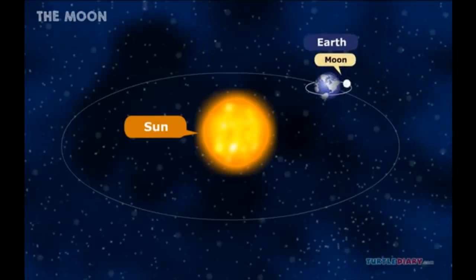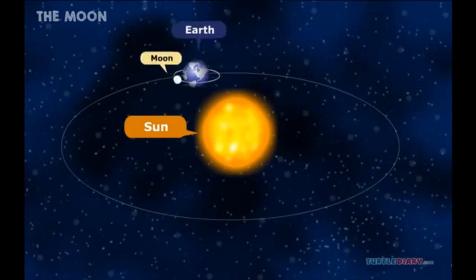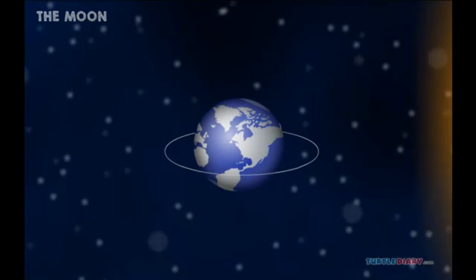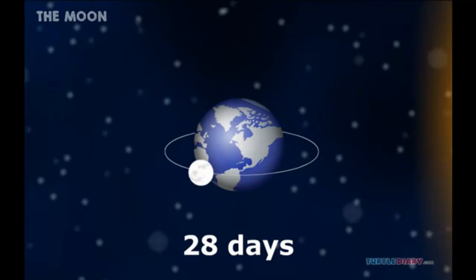A planet orbits a sun. A moon orbits a planet. The moon takes 28 days to go completely around the Earth.